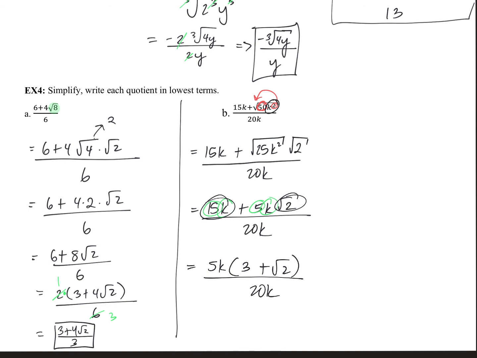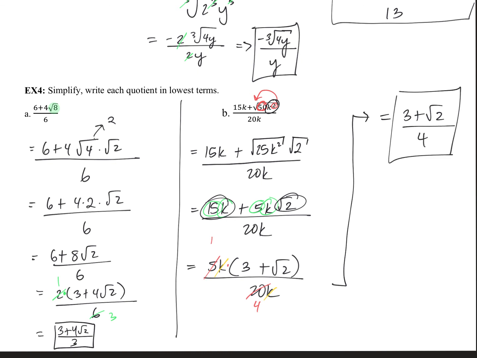And now we can simplify because of the multiplication. So 5 cancels, and we're left with, well, 20 divided by 5 is 4, and then the k's cancel as well. So what are we left with? We're left with 3 plus root 2 divided by 4. And that's it. We're done.